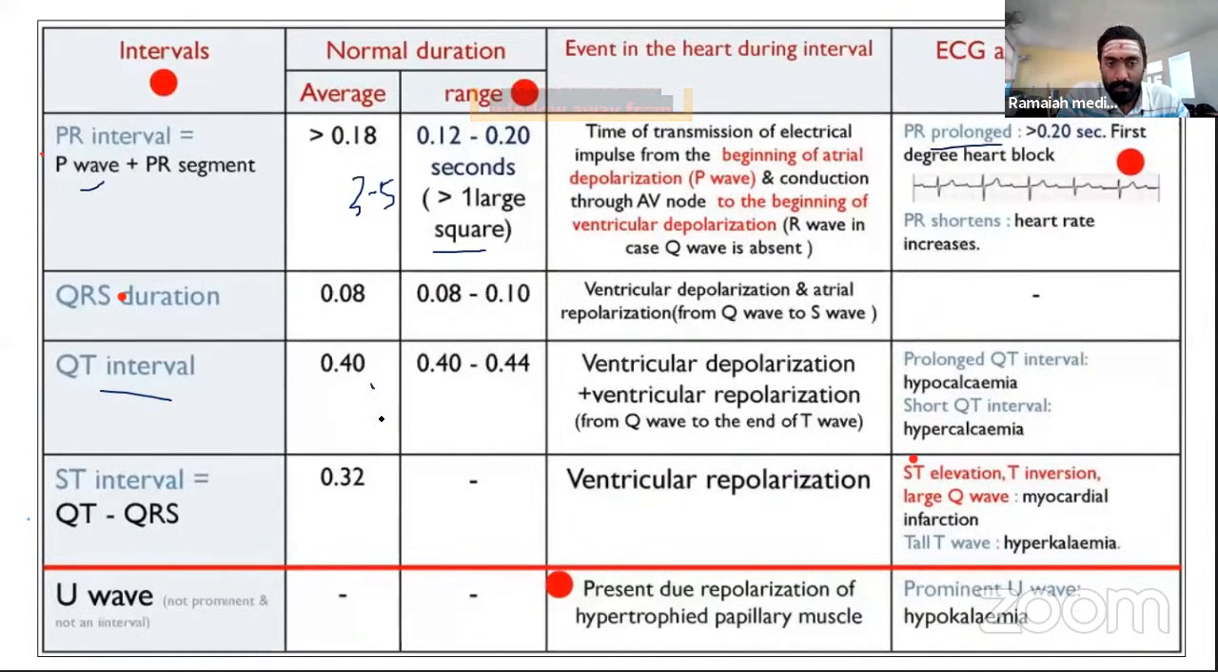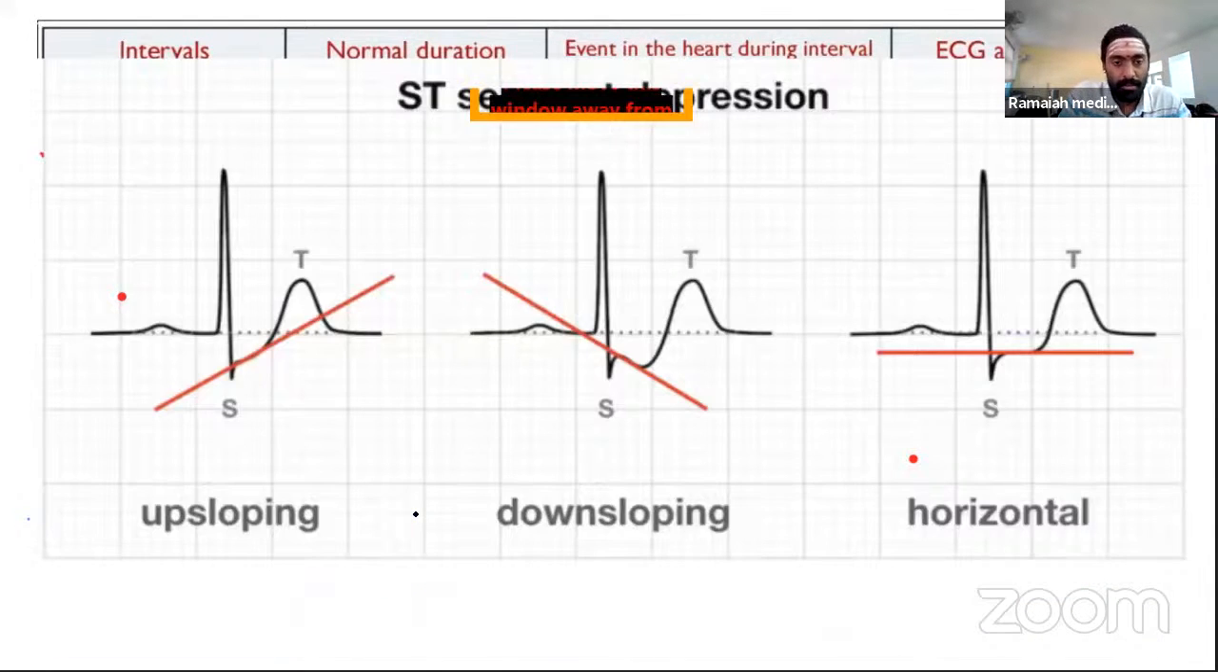QT interval, I said 8 to 10. And the ST segment is based on the morphology. The ST segment will be discussed in detail when we are discussing coronary artery disease. So this is about the normal ECG. Now this is the morphology of the ST depression.